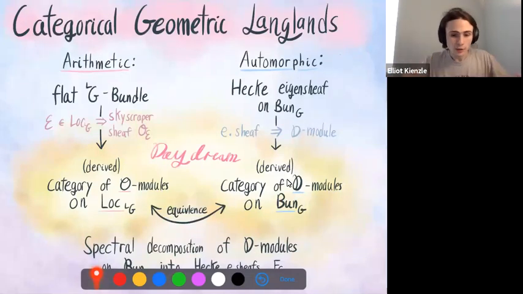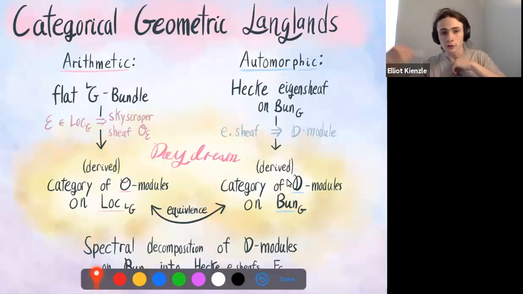Now, Stephen talked about this at length, but basically these are naturally elements of some sort of category. So for example, for a flat GL bundle, we can consider this as a point over the space of local systems of the Langlands dual group. And that point we can consider as just a skyscraper sheaf. And that skyscraper sheaf is naturally an O module, a module over basically the structure sheaf over this space here. So this naturally sits inside the category of O modules on local systems.